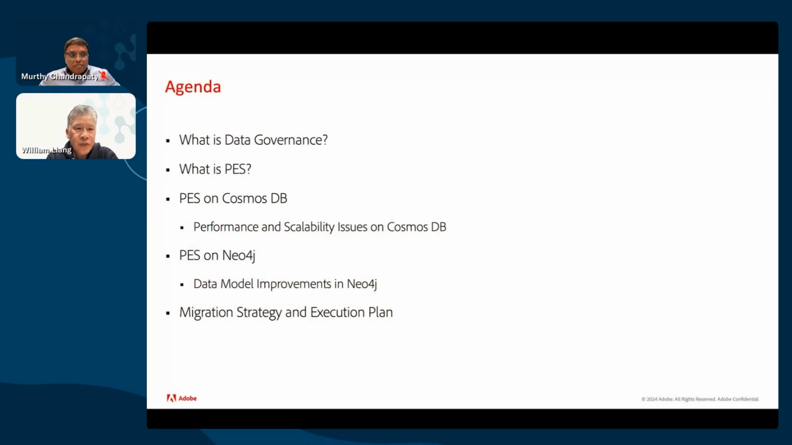I'll start by doing a quick overview of what data governance is and what our service, the policy enforcement service, is. I'll also cover the performance and scalability issues we had with CosmosDB, how we migrated to Neo4j, and the performance improvements we saw from Neo4j. Then I'll hand it over to Murthy to go over the migration strategy and execution plan.